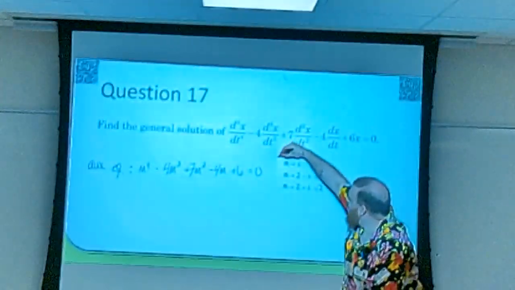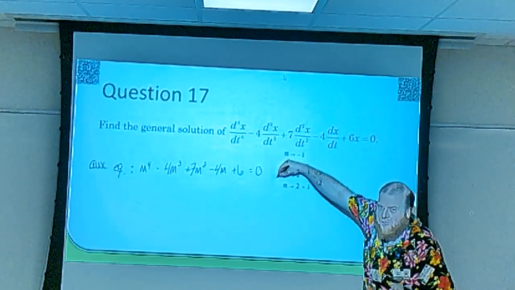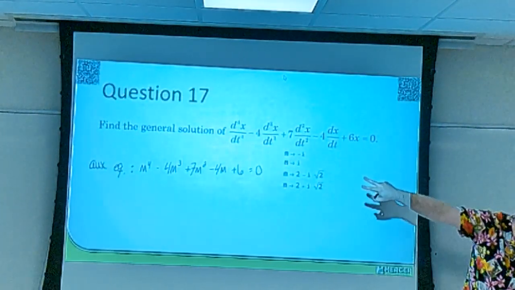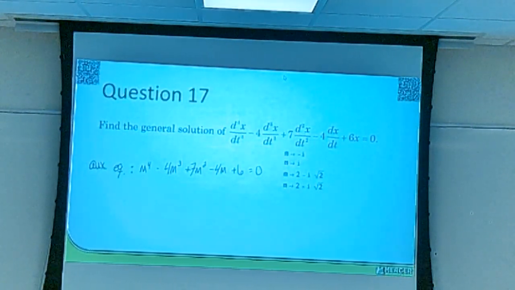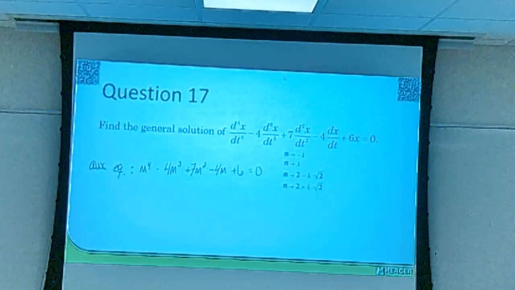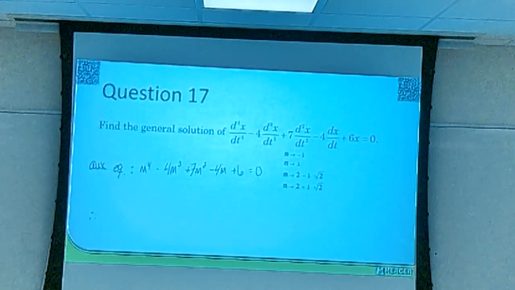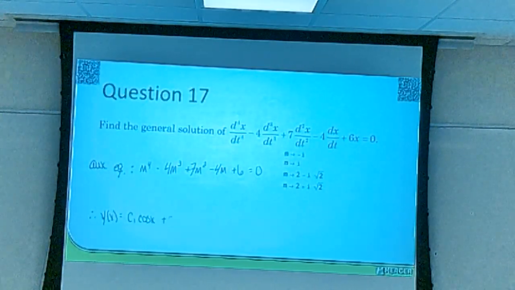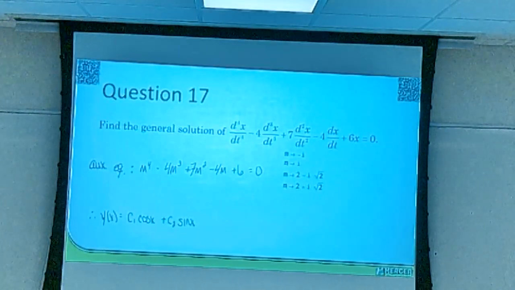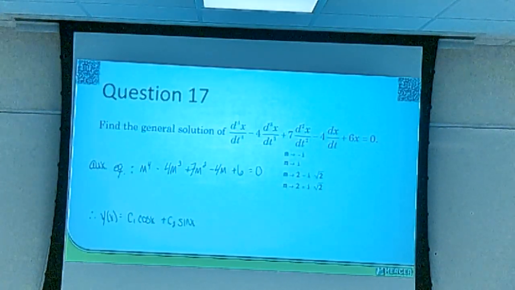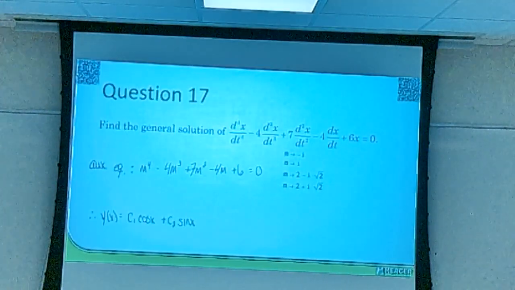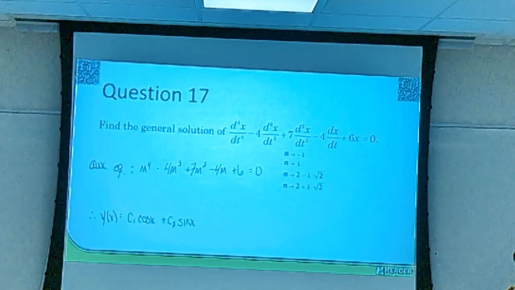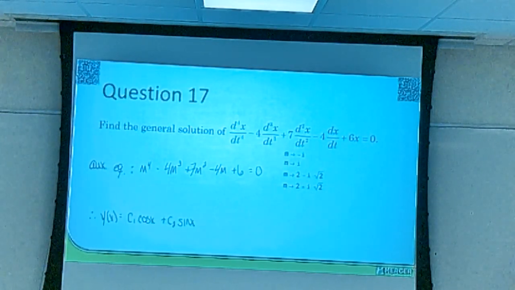Right, so these two pair together, and then those two pair together. So just look at the first pairing. What's your real component? 0. What's the imaginary? 1. So that first complex conjugate pair gives cosine of x and sine of x as two linearly independent solutions.